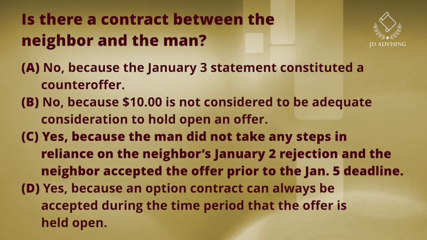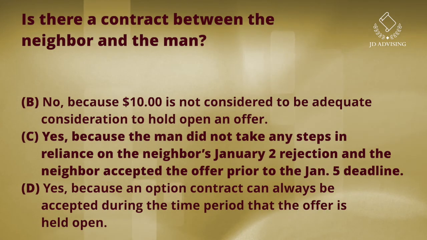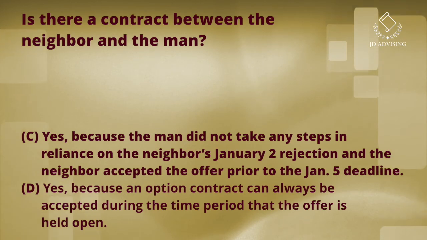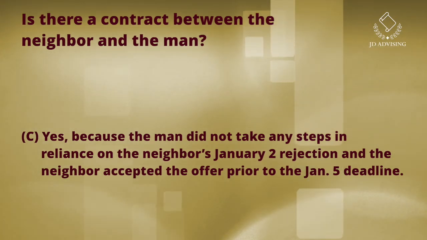So A is incorrect because it's not a counteroffer in this case. It would be correct if this was not an option contract scenario. B is incorrect because $10 is considered to be adequate. And D is incorrect because it uses that word always. An option contract can always be accepted during the time period that the offer is held open. I don't like that word. Be leery if you see that word in an answer choice. And also it's too broad. It doesn't recognize the exception that it won't be held open if the offeror takes steps in reliance.